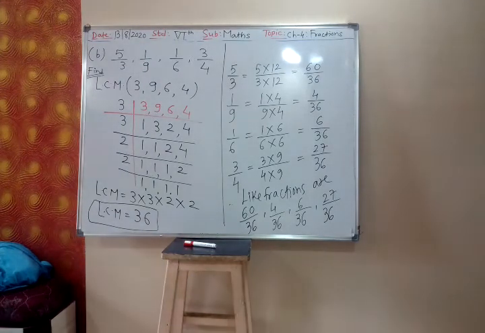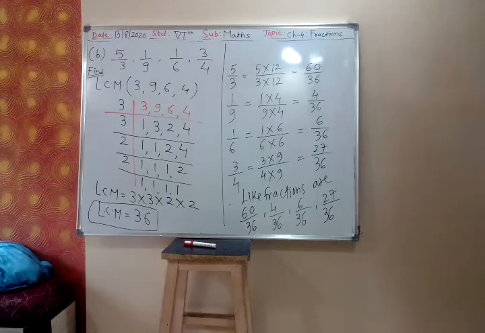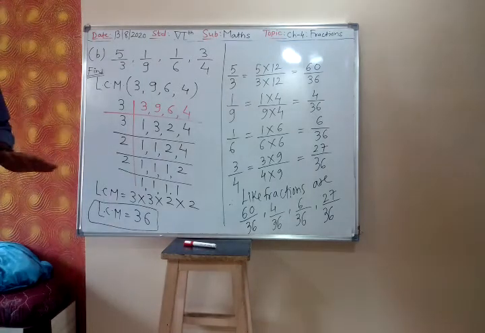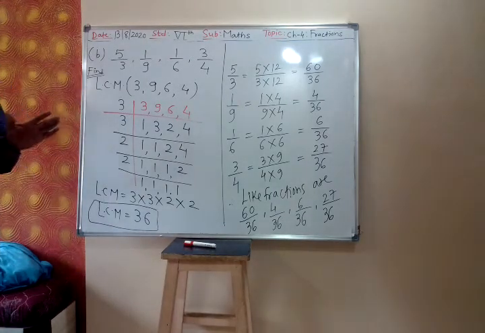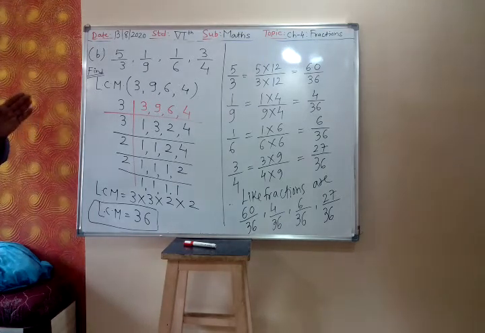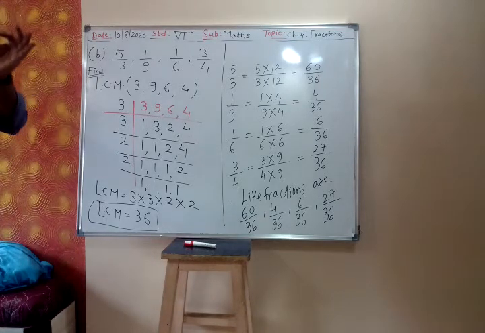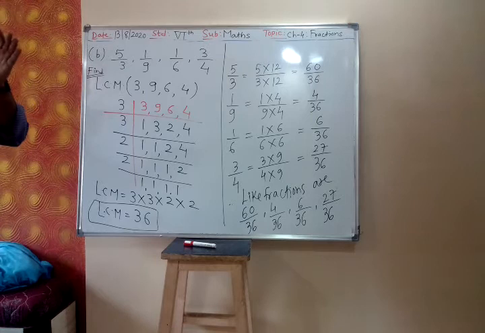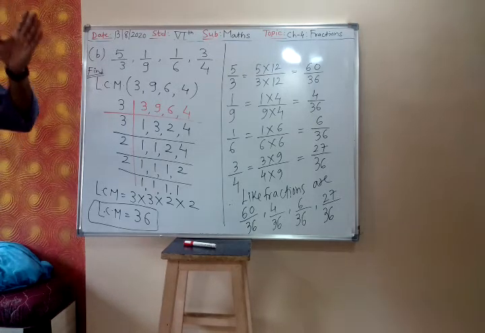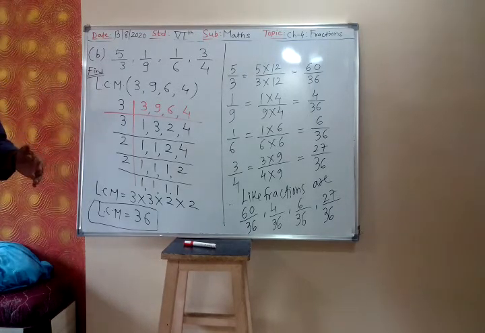So conversion of fractions into like fractions is the most important concept of this chapter. There should not be any confusion. To convert them into like fractions, we have to make the denominator equal. To make the denominator equal, I have to take the LCM of the denominators. How do we find LCM? By the common division method.